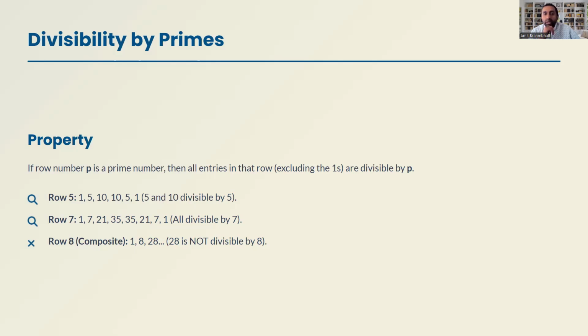Let's look at row 5. The internal entries are 5, 10, both are divisible by 5. In row 7, we have 7, 21, 35, which are divisible by 7. However, if you look at a composite row like 8, we find 28, which is not divisible by 8. This property is deeply connected to Fermat's little theorem and forms the basis of several modern primality testing algorithms.